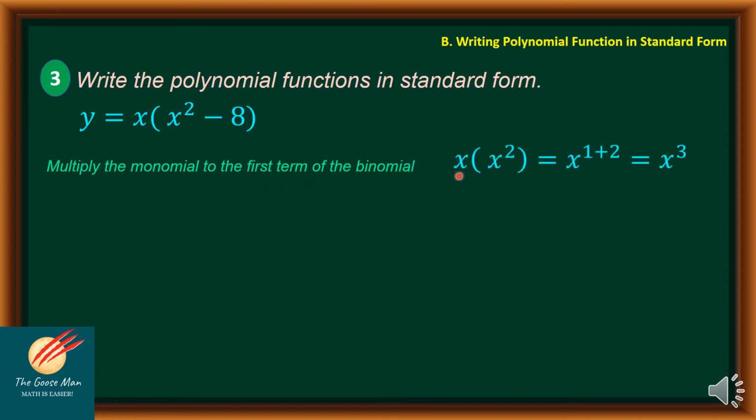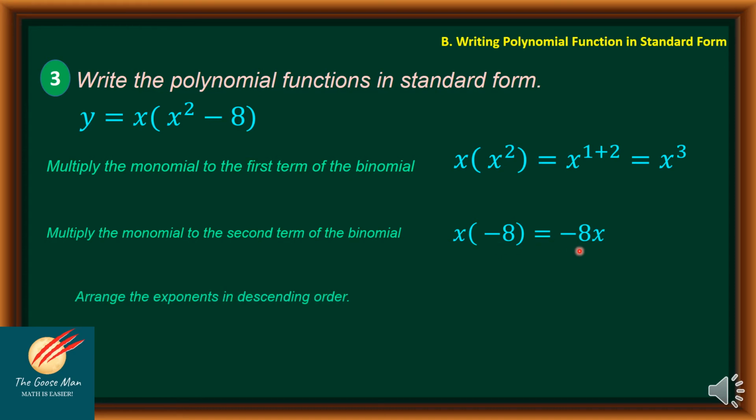So we have x times x squared. Applying the law of exponents, we have x raised to 1 plus 2, which is equal to x cubed. Then, multiply the monomial to the second term of the binomial. So x times negative 8 will give us negative 8x. Then, arrange the exponents in descending order. So we have y is equal to x cubed minus 8x as the standard form of this polynomial.